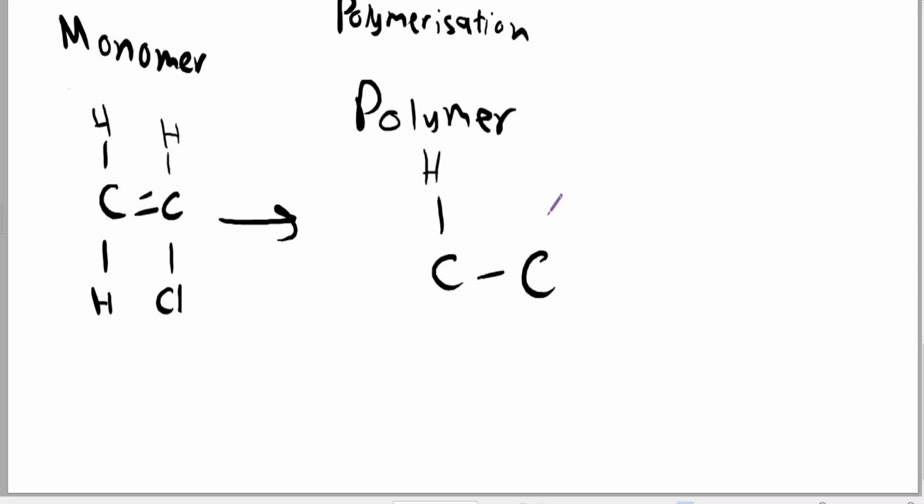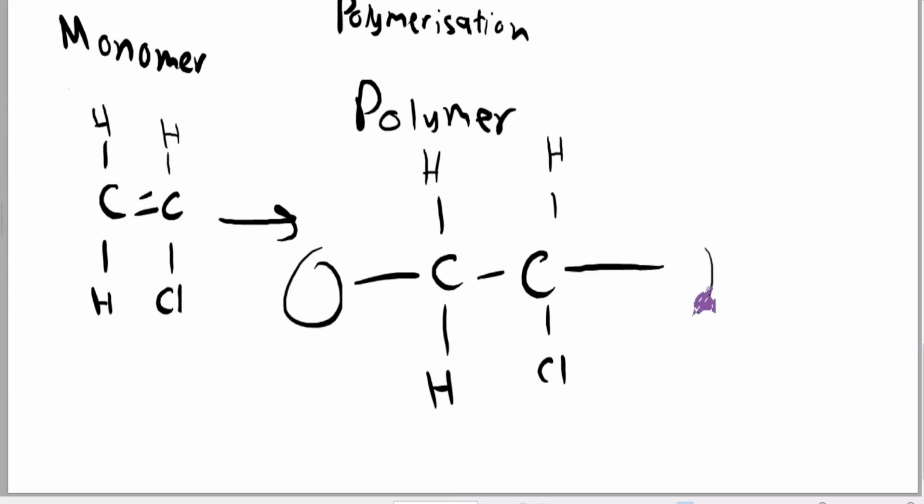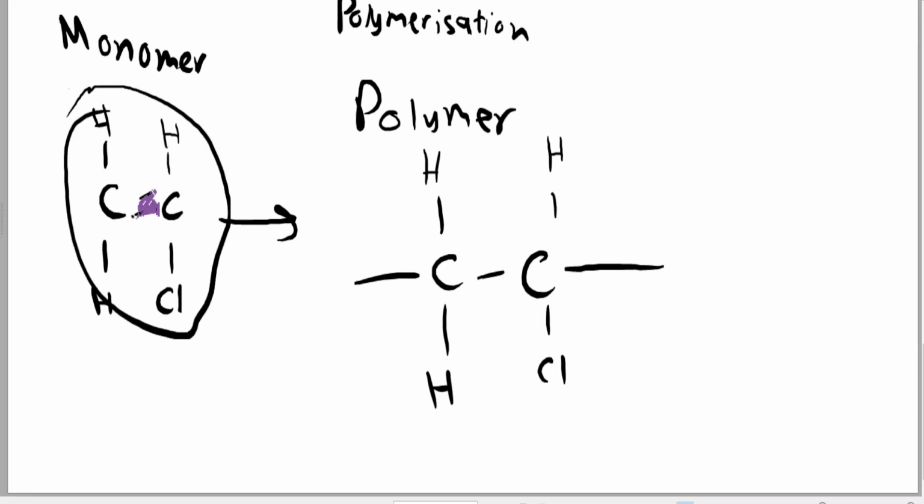I get hydrogen, chlorine, and hydrogen. And I would extend these two double bonds because what would come right here is this continuation of this monomer without the double bond. There would only be single bonds present. I'll explain this in a moment.